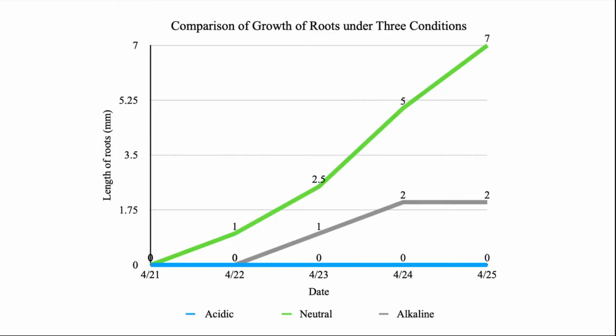Post experiment. Here is the graph for each garlic ball under 3 conditions, and as the result we can see that the garlic ball that grew under a neutral condition had the greatest growth compared to the alkaline and acidic conditions.